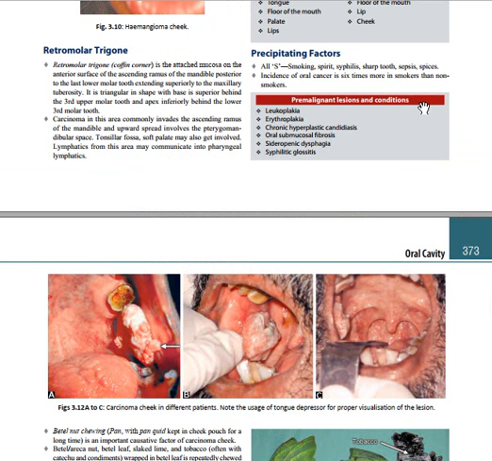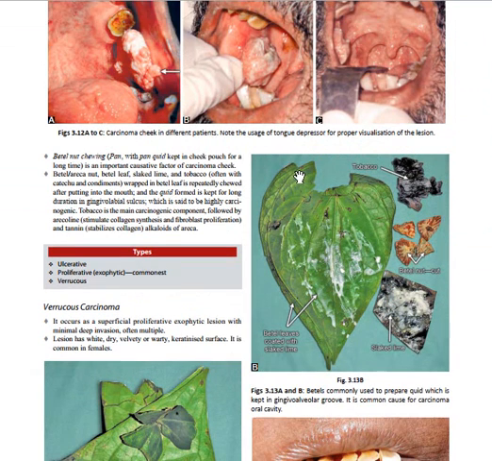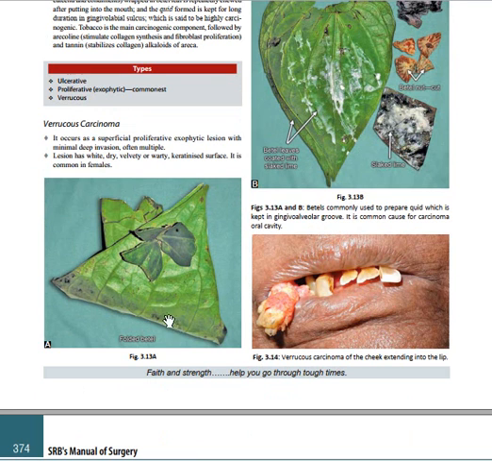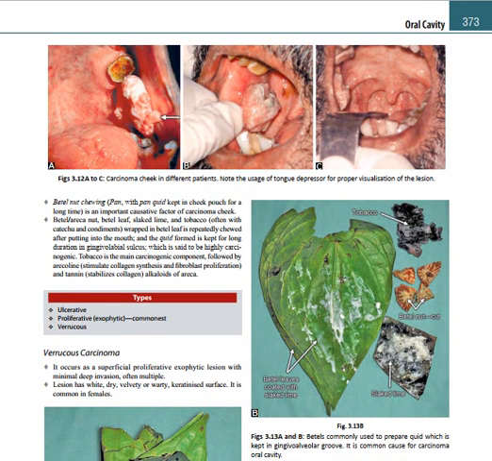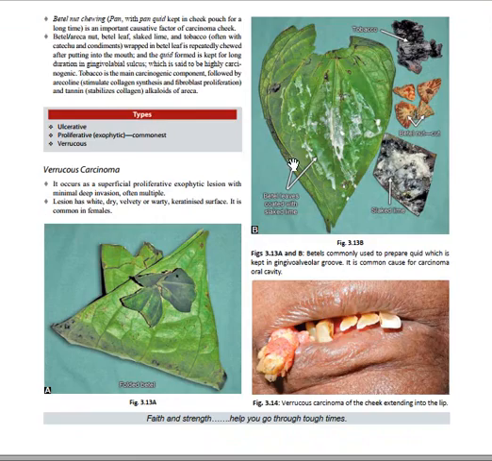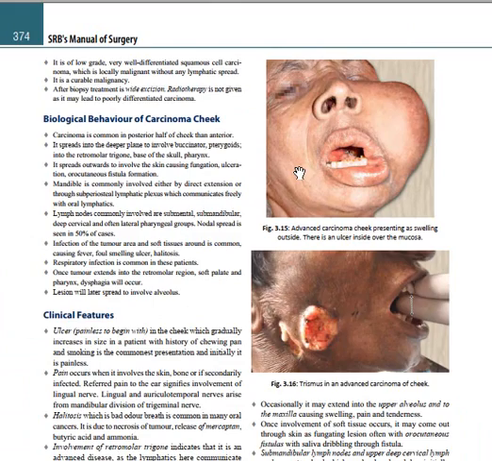Now the pre-malignant lesions, you have already seen all these pre-malignant lesions. We are going to speak about that. These are leaves that are involved in the production of tobacco. When you chew it, it is a risk factor for oral cancer.